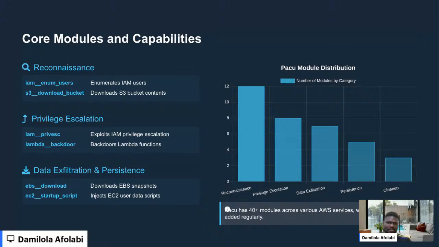Then you have data exfiltration or persistence, and this is the goal of most attackers. That is, can I steal your data? So the S3 download bucket module does exactly what it sounds like. And persistence modules like lambda__backdoor can be even scarier. They can create a way for an attacker to get back into your system later on.